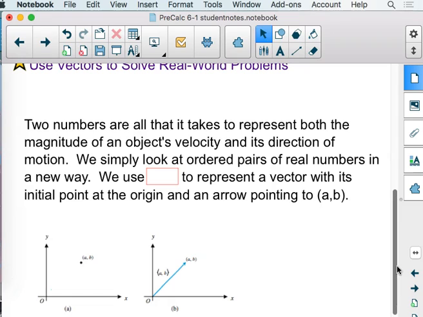Two numbers are all that it takes to represent both magnitude of an object's velocity and its direction. Most we simply look at ordered pairs of real numbers in a new way. And what we do is use this notation. It kind of looks like a less than symbol and an ordered pair with another greater than symbol on the other side. But that's called the component form for a vector.